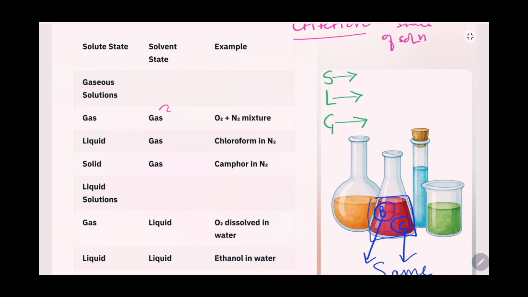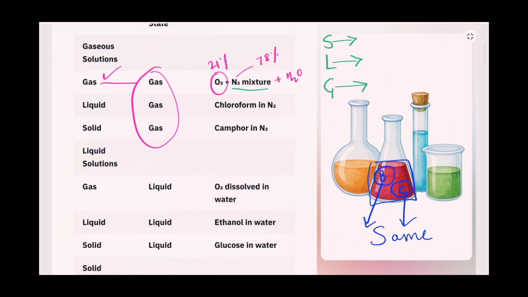Let's look at the solvent. If the solvent is gas and you dissolve another gas in it, it becomes a complete gaseous solution. For example, an oxygen plus nitrogen mixture, where nitrogen is in 78% concentration, whereas oxygen is 21%. Apart from that, there will be other gases like moisture, CO2, noble gases, etc. So in this particular case, the one present in the larger quantity, nitrogen, is called the solvent and oxygen is the solute.